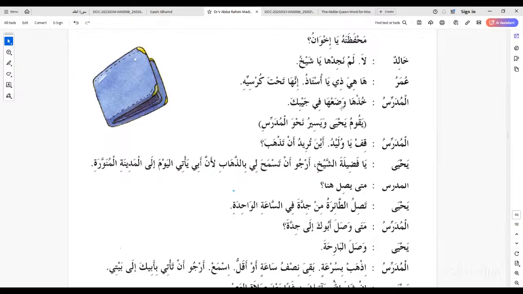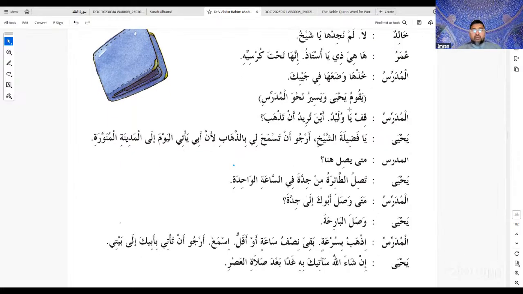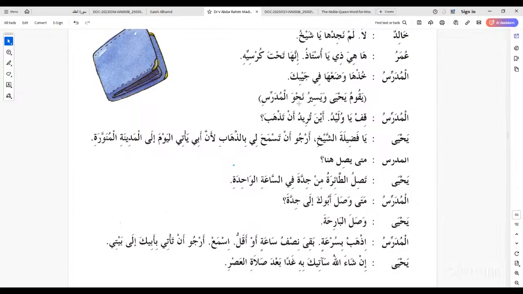Take it and put it in your pocket. No, خذها وضعها. Wa means and. Take it and put it in your pocket. Excellent. Yahya stood up and walked towards the teacher.